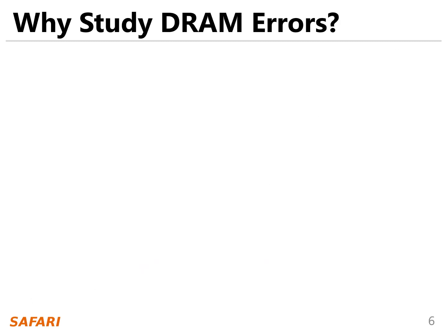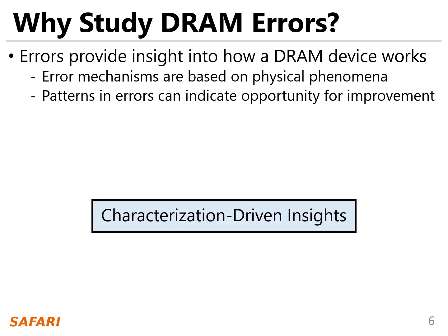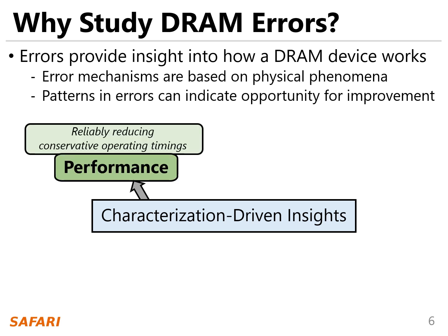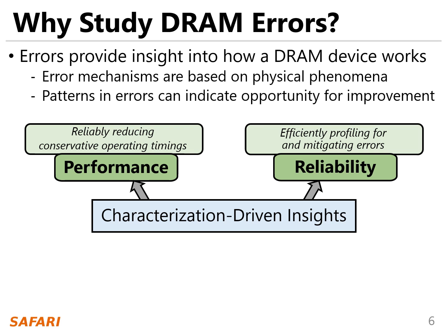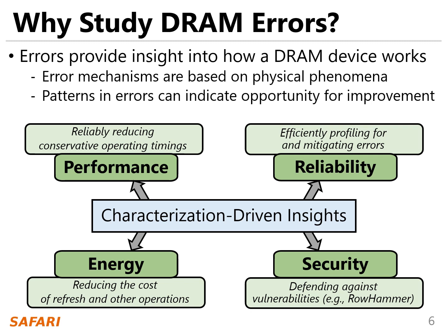So now, why might we be interested in studying DRAM errors? Well, DRAM errors provide insight into how a DRAM device works, and this is because different error mechanisms are based on physical phenomena, and any patterns we observe in the errors can actually indicate opportunities for improvement. What we typically want is we start with some characterization-driven insights, and we can use this to improve performance. For example, prior works have used characterization-driven insights to reliably reduce conservative operating timings. We can improve reliability, for example, efficiently profiling for and mitigating errors. We can improve energy efficiency, for example, reducing the cost of refresh and other operations, and even security, for example, defending against security vulnerabilities such as rowhammer.